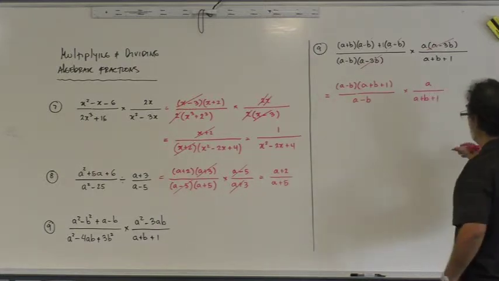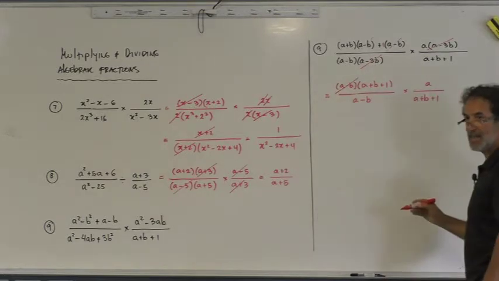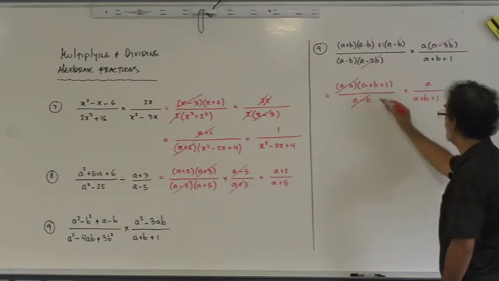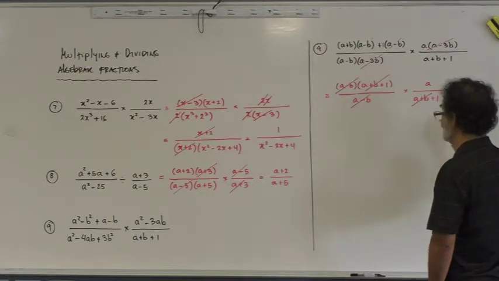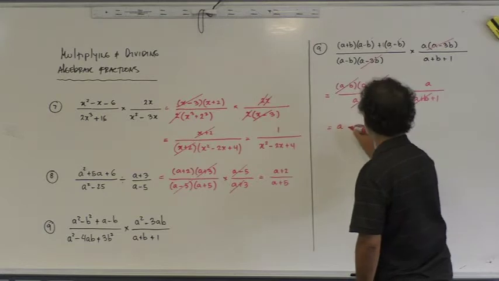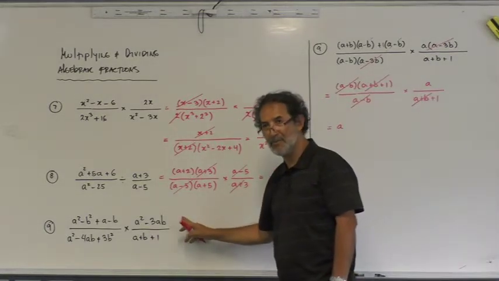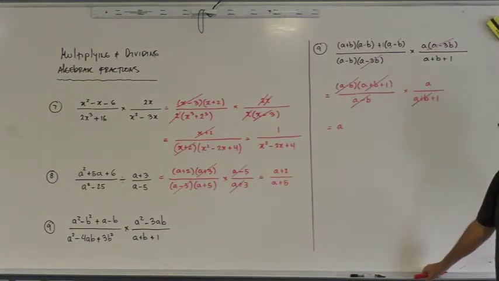And then have a look. We can get rid of this, and then we can get rid of this, and then we can get rid of this with this. So what is the final answer? A. That means that this expression after manipulation is equal to A. That's it. That's all it is.